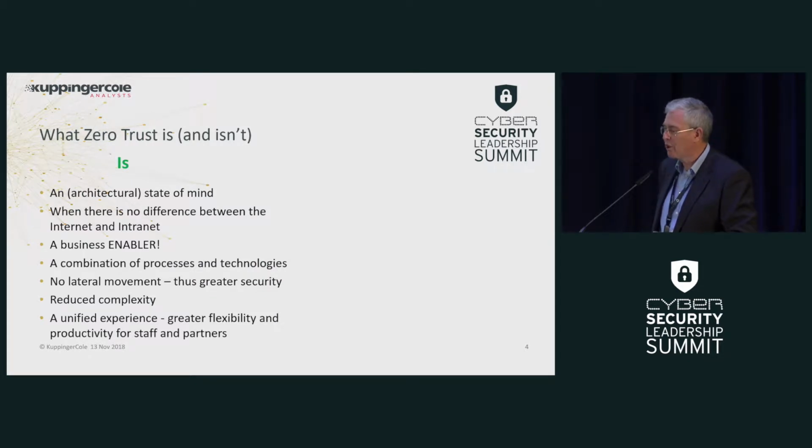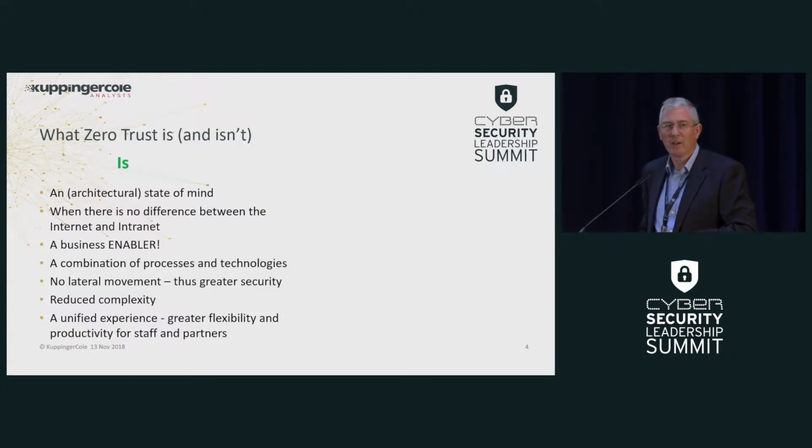So let's look at what zero trust is and what it isn't. First of all, it's a state of mind. It's an architectural state of mind. This is about security architecture done right. And that's really difficult because traditionally what we've done is we've come on the back of IT or the back of network and we bolted products on. You can't do that anymore. It's when there is no difference between the internet and the intranet.